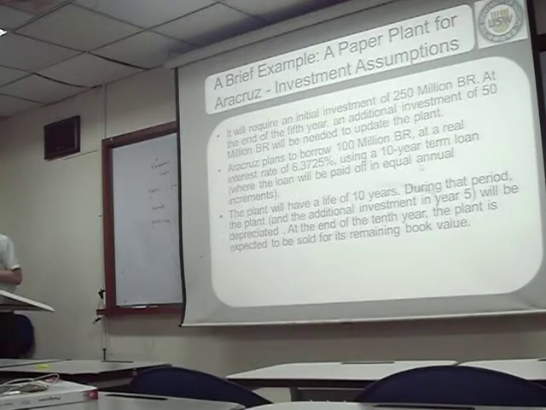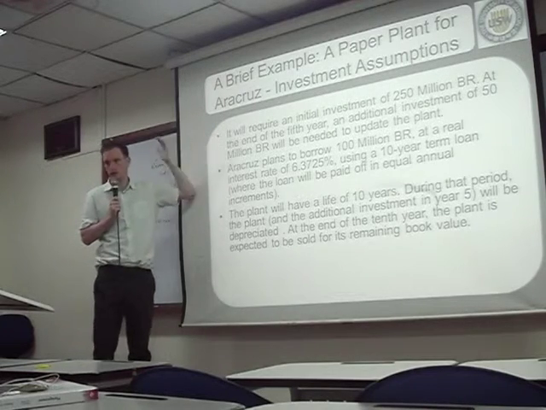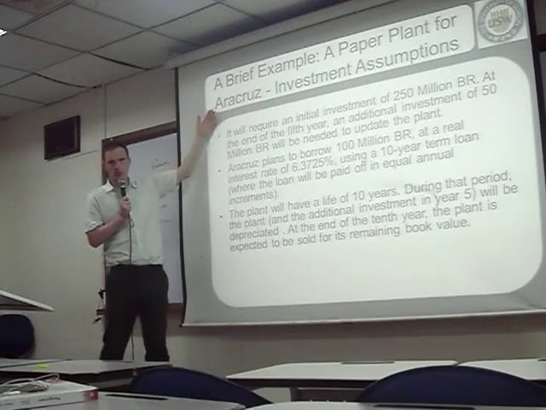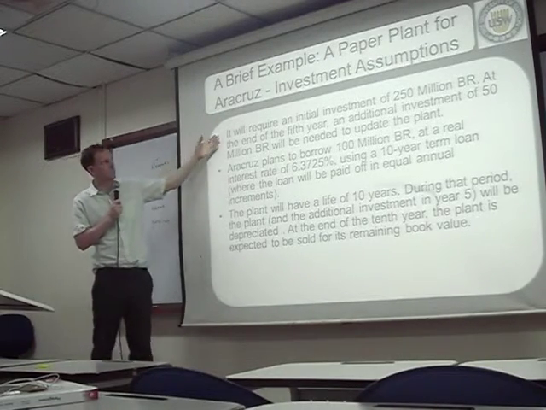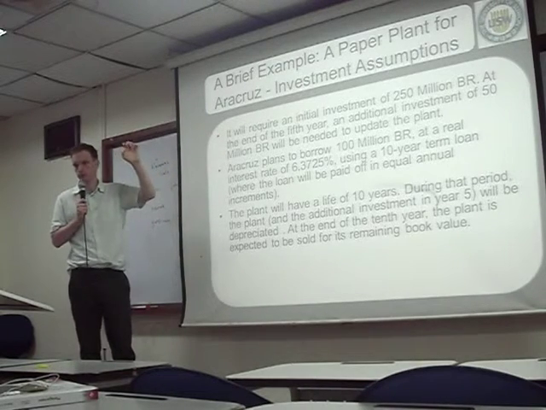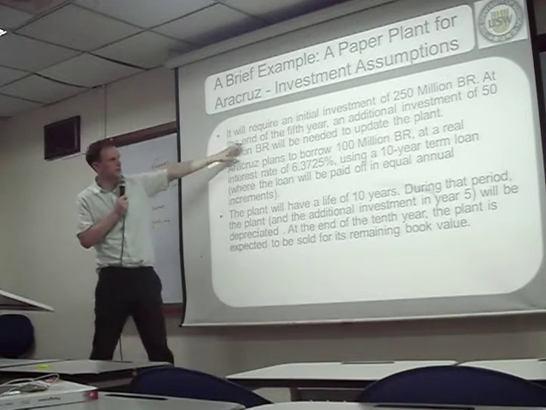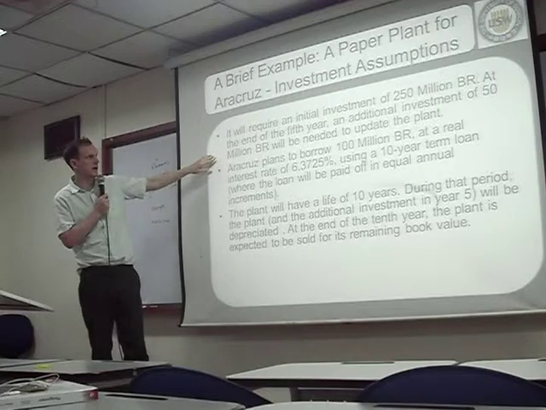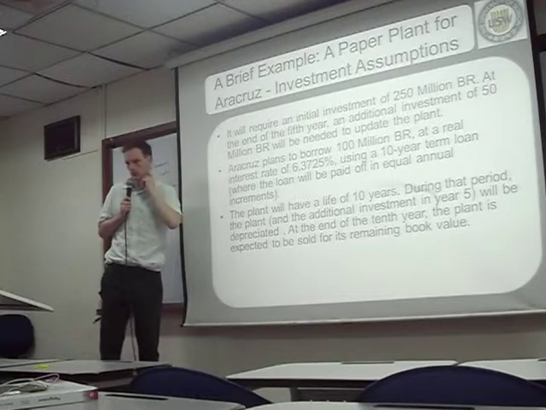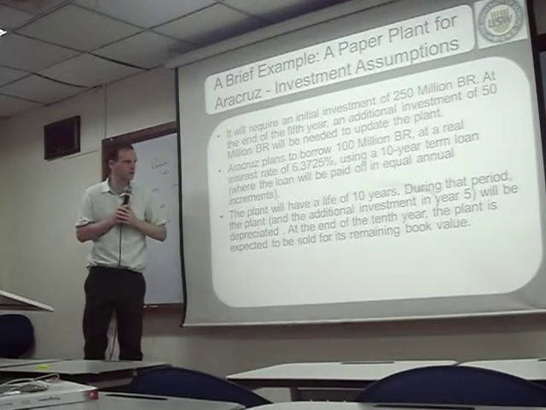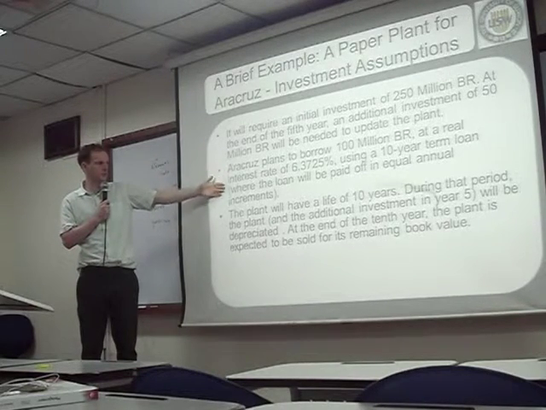So just briefly, we can look at another example, just to review, another example of the cash flow analysis. So this is a paper plant for Aracruz. It's a paper company. They manufacture paper. They're going to make a paper factory. Do you understand factory? Okay, so it's maybe more simple than Rio Disney. Okay? They need an initial investment of 250 million Brazilian real. At the end of the fifth year, they will need to spend 50 million more to update the plant, like maintenance. Okay? They're going to borrow 100 million at this interest rate using a 10-year loan.